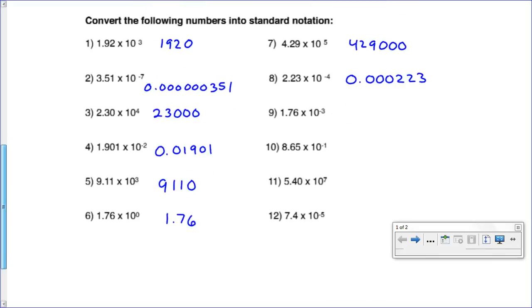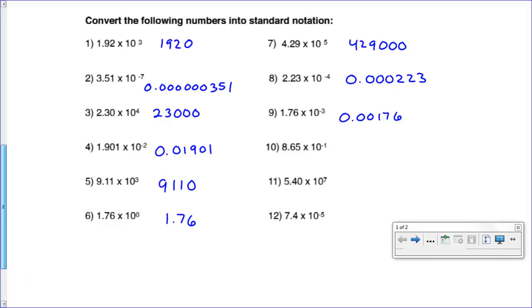Next one, 1.76 times 10 to the negative 3. This is a small number as well, so we bump it over 1, 2, 3 spots. Our decimal ends up here. We need to put in another couple zeros there. 0.00176, and then adding that extra 0 ahead of the decimal point. 0.00176.